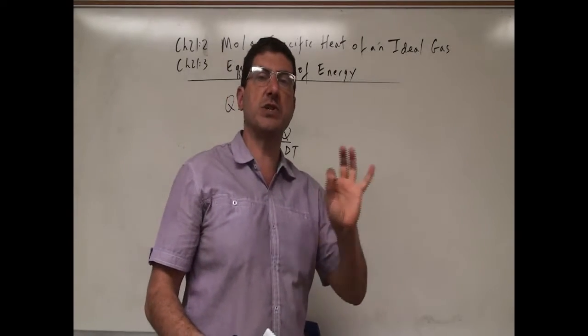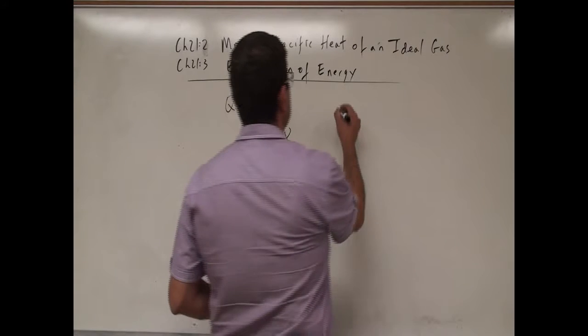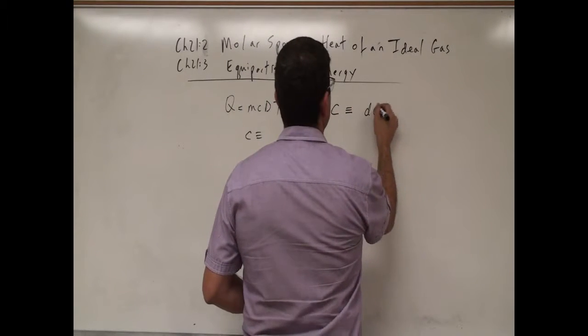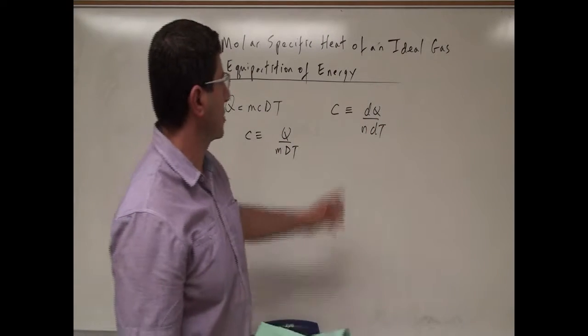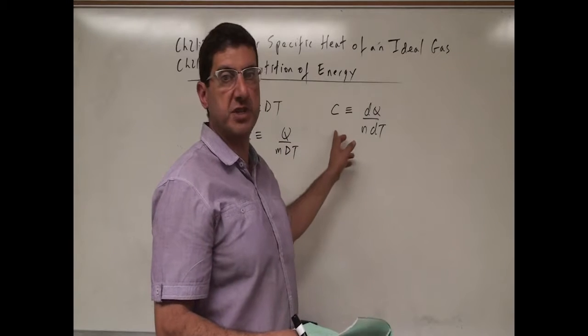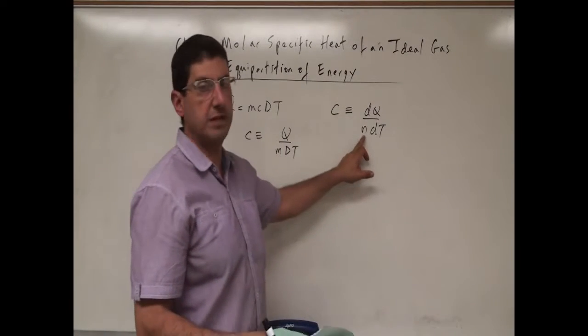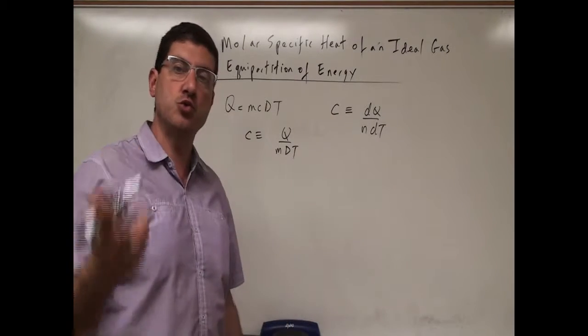So notice for solids and liquids, we define the specific heat per unit mass, right? For gases, we define it per mole. So for gases, C is defined as dQ over n dT, right? Okay, so this one is going to be called the molar specific heat. So instead of dividing it by mass, we're dividing it by the number of moles.